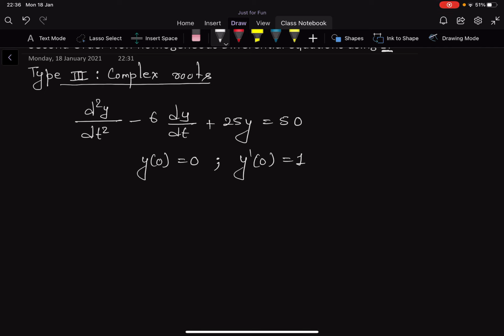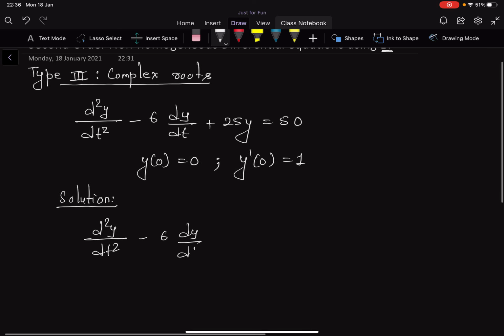Solution. First, let's write the differential equation that is given to us. Remember, this is a second order differential equation. You can see the order here is d squared. When you have a square, that clearly means it's a second order differential equation. So d squared y over dt squared minus 6 dy over dt plus 25y equals 50.